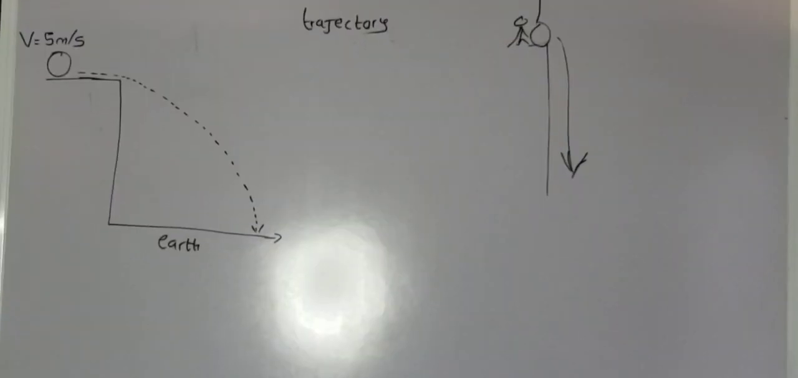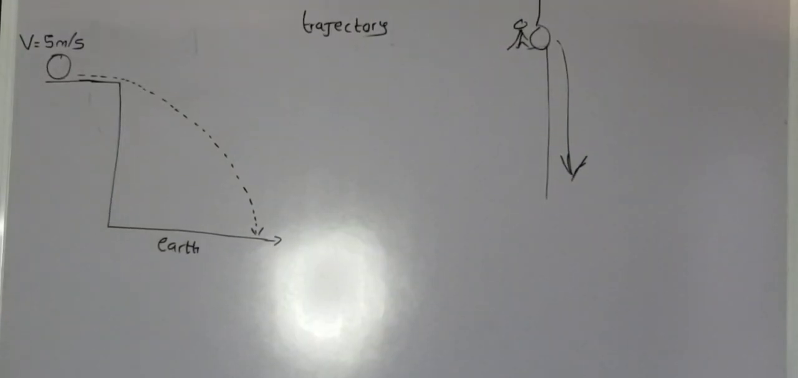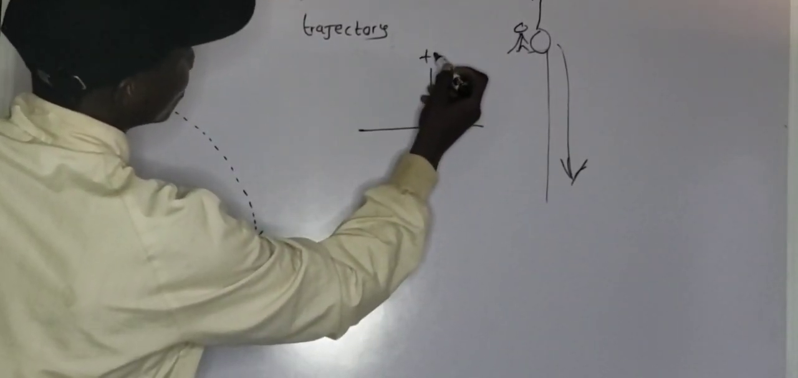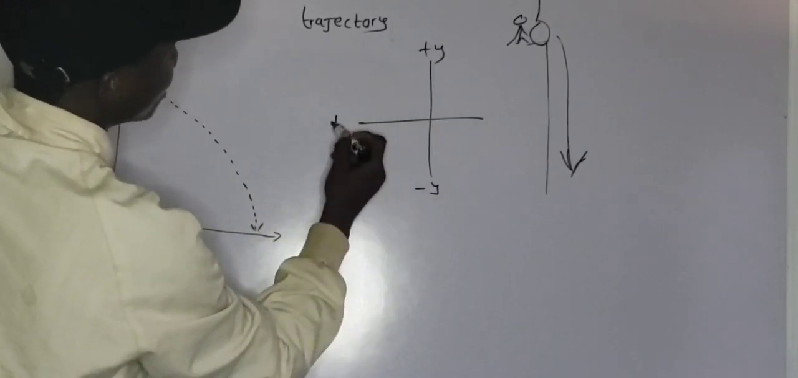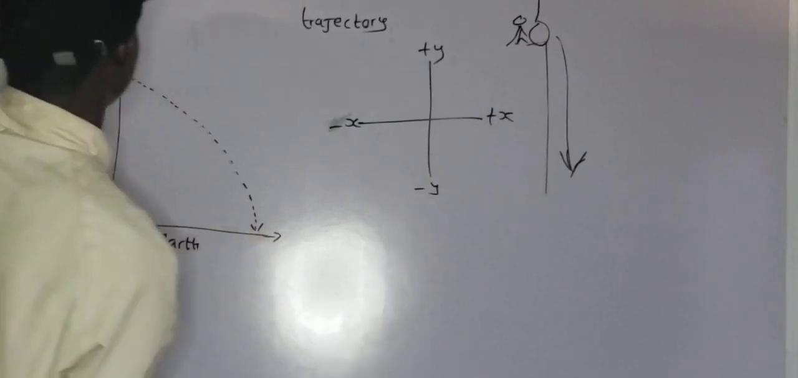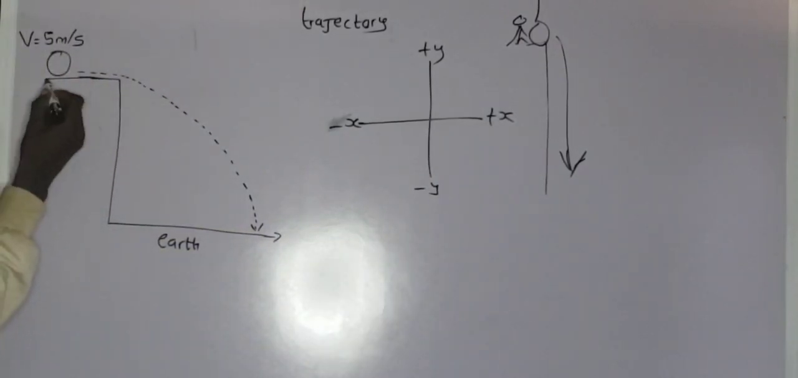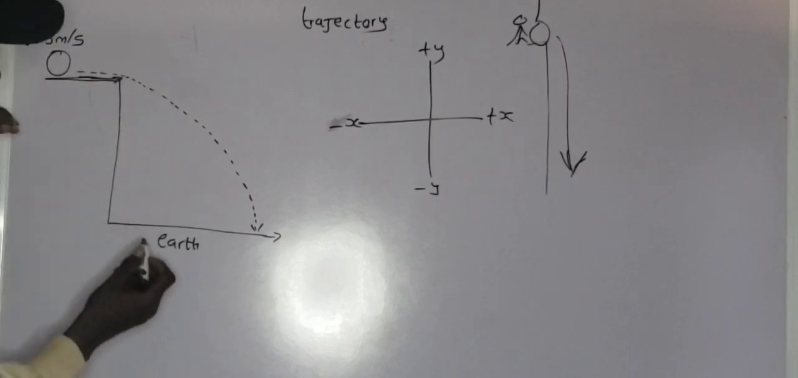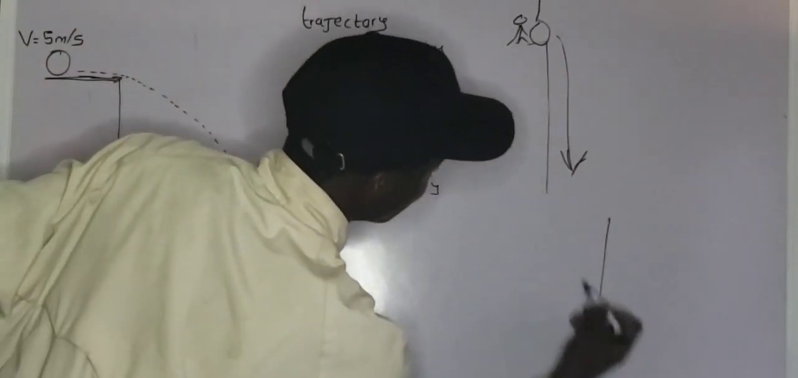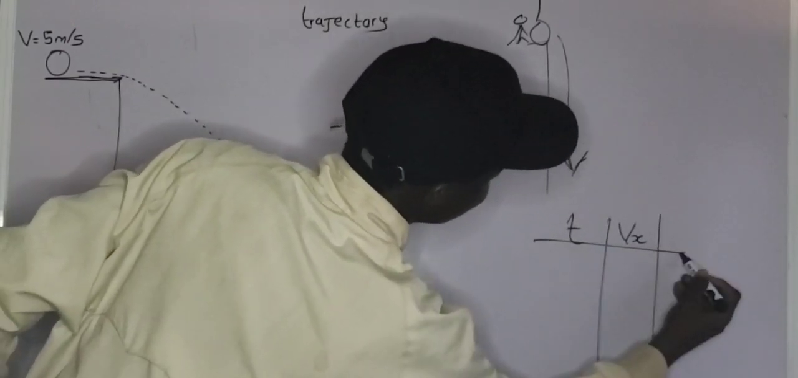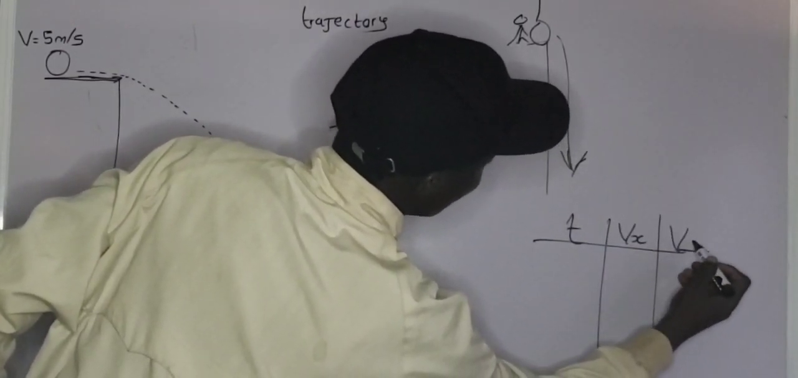Now, let us determine the velocity of the ball along the horizontal axis and along the vertical axis. Don't forget, from our cardinal points, this is positive y, negative x, and positive x. So now, the ball moves towards this point, along the x-axis. Let me create another table: t, Vx, the velocity of the ball along the x-axis, then the velocity of the ball along the y-axis.